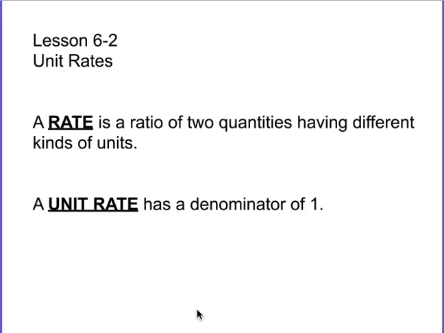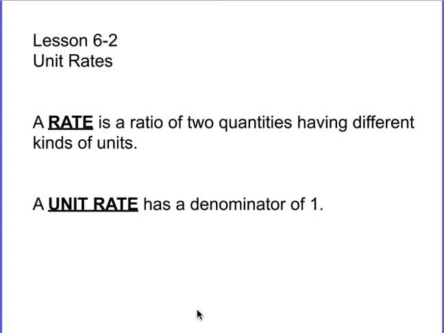Moving on to chapter 6, we have lesson 2 on unit rates. A rate is a ratio of two quantities that have different kinds of units. So we're talking about things like miles per hour, miles per gallon, feet per second, dollars per pound, all those kinds of things where different types of units are being compared. So we'll set up some rates like that.